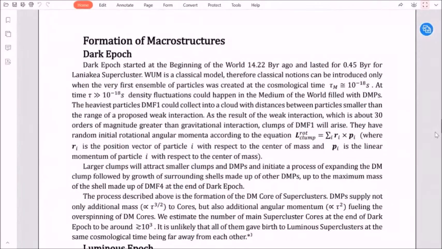Larger clumps will attract smaller clumps and dark matter particles and initiate a process of expanding the dark matter clump, followed by growth of surrounding shells made up of other dark matter particles, up to the maximum mass of the shell made up of DMF4 at the end of the dark epoch. The process described above is the formation of the dark matter core of superclusters.